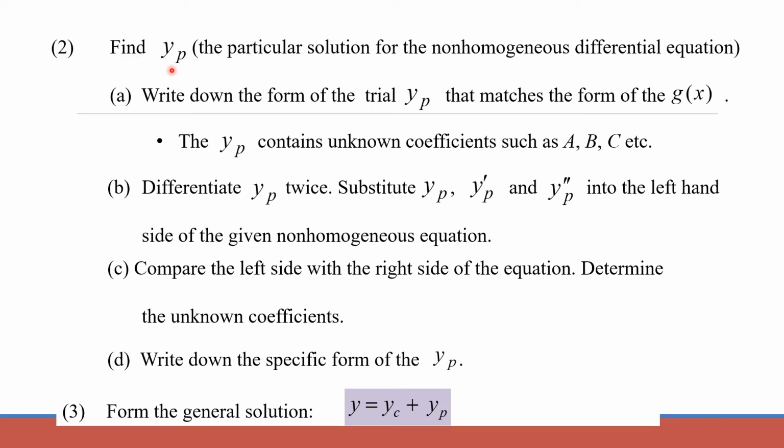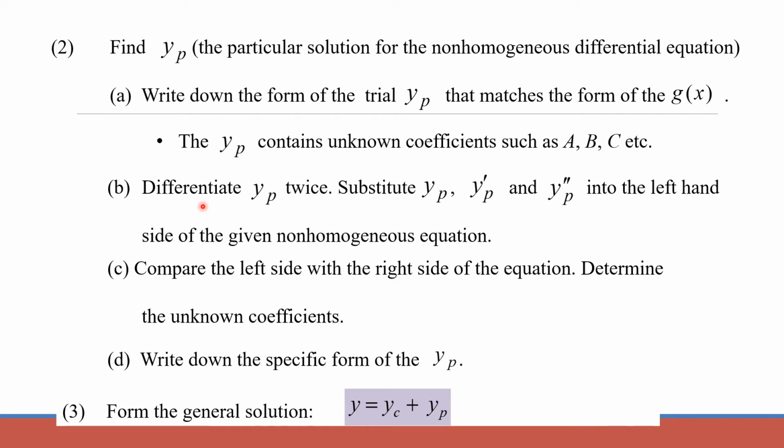To find the yp, the particular solution for the non-homogeneous differential equation, we start by writing down the form of the trial yp that matches the form of g(x). I will explain this afterwards. Once we have formed the trial yp, we will notice that the yp contains unknown coefficients such as A, B, C, etc. So these A, B, C are known as the unknown coefficients.